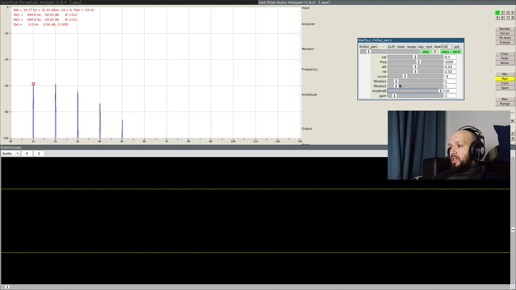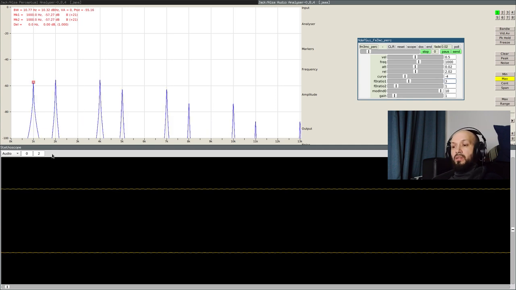Let's take a look at what happens if we make it 2 to 1. So it's 2 over 1, and what we see now, we have only 3, 5, 7, 8, and so on, and we don't have the harmonics at like the second, the fourth one, the sixth one, and so on. That's 2 to 1.